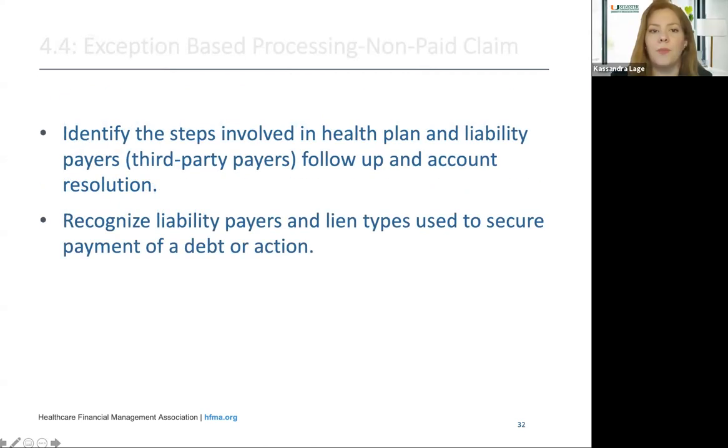And our last section for today, 4.4, exceptions-based processing on not paid claims. In this section, we'll take a look about follow-up procedures for unpaid claims and common account resolution procedures.